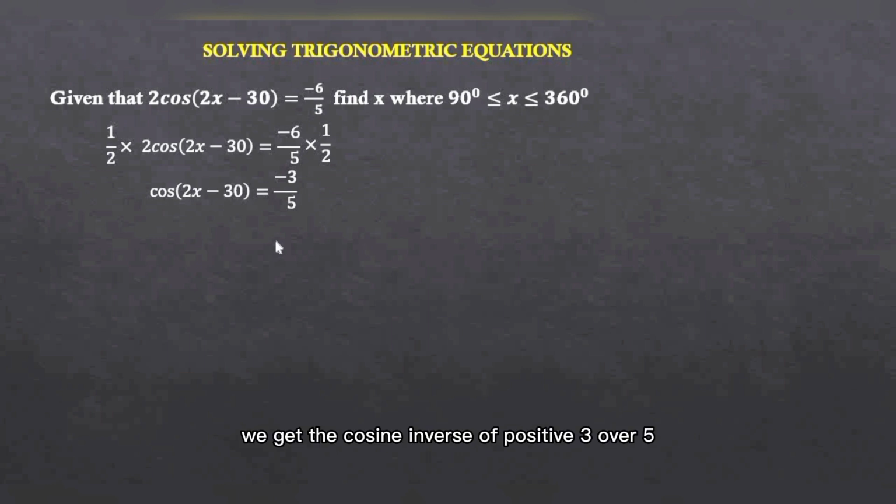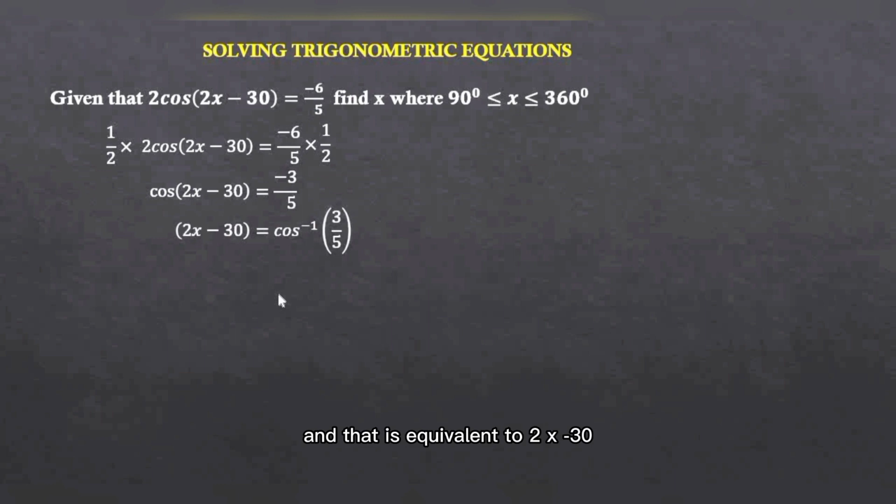And therefore we get the cosine inverse of positive 3 over 5, and that is equivalent to 2x minus 30. Cosine inverse of 3 over 5 is 53.13, which is an acute angle just as we had desired earlier on. So this acute angle together with the unit circle will help us determine a list of the values of x that satisfy this equation. So we proceed as follows.